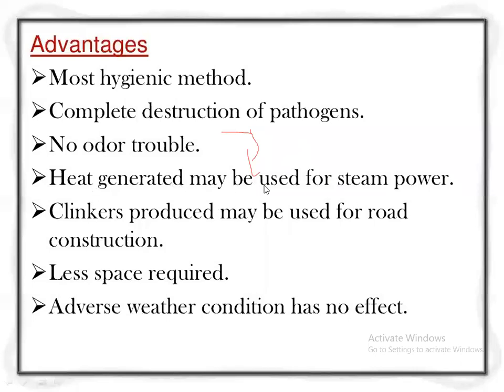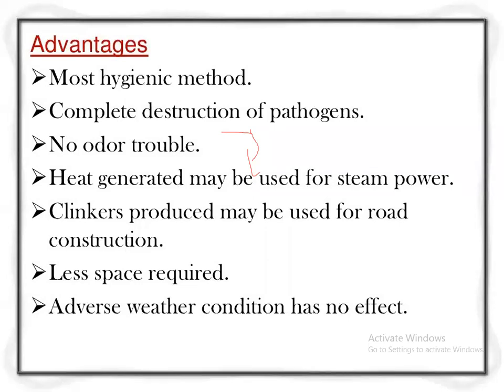And heat which is generated that may be used for steam power. जे heat generate झालेलं आहे ते कशासाठी वापरतात? Used for steam power. That steam power is for generation of the electricity. आणि त्यामध्ये जे clinkers produce झालेले आहेत, clinkers may be used for road construction.